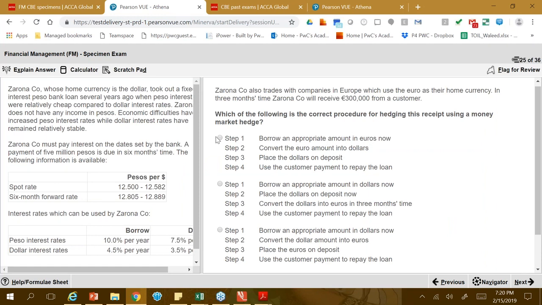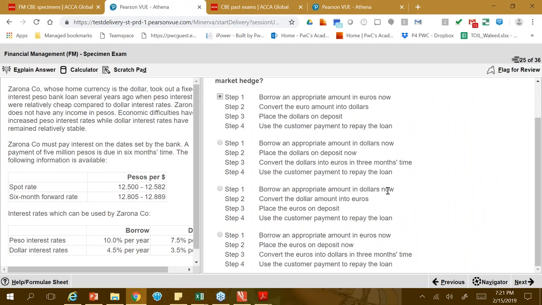This seems right to me. Borrow an appropriate amount in dollars? No, dollar is home. We don't borrow in home in receipt. That's wrong. Borrow an appropriate amount in dollars now? No, that's wrong as well. So it's either this one or this one, because both of them start with the right one, which is borrow an appropriate amount in euros now.